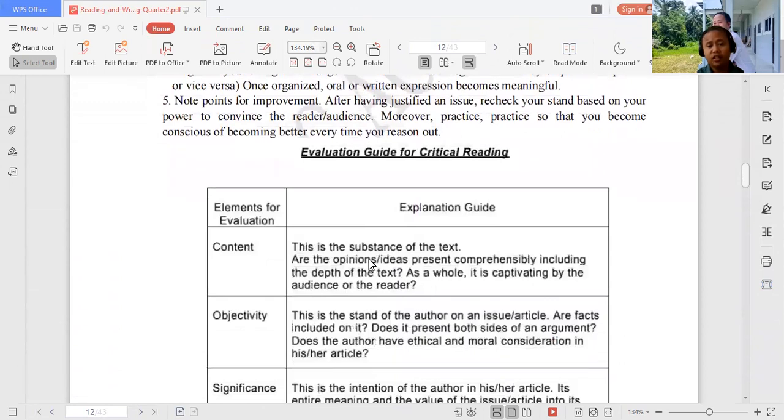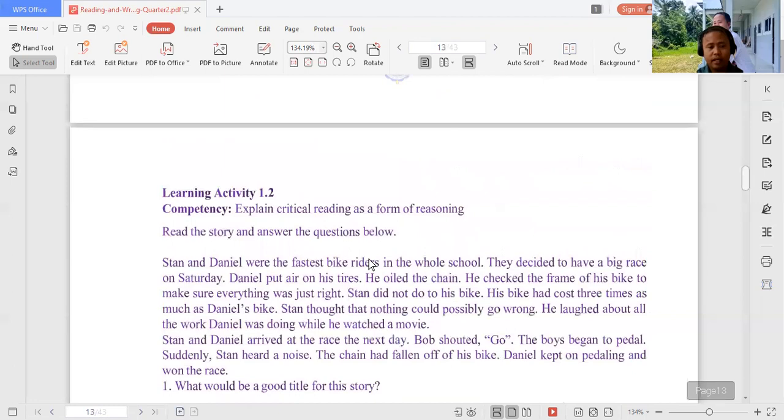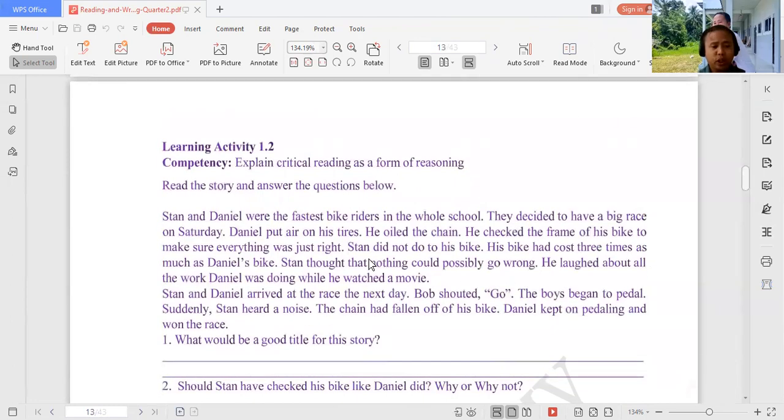Now, evaluation guide for critical reading. Let's skip this one. Now, in learning activity 1.2, the competency: explain critical reading as a form of reasoning.